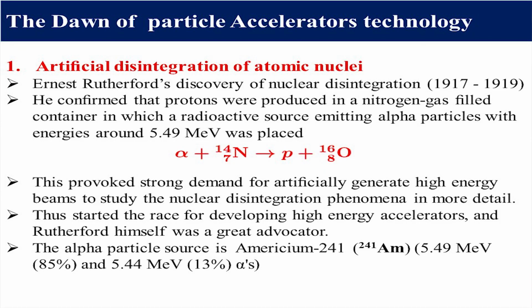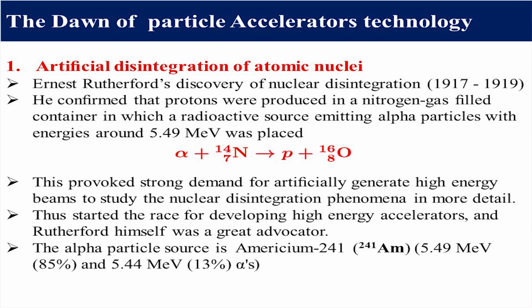So why do we need these accelerators? First, Rutherford discovered nuclear disintegration. High energy ions were used for the study of the nucleus and nucleons. We can discuss these effects in following slides. When a natural alpha particle interacts with a nitrogen atom, it converts into oxygen and we get a proton beam. We get protons after the nuclear reaction takes place in this reaction. This is the natural alpha particle.